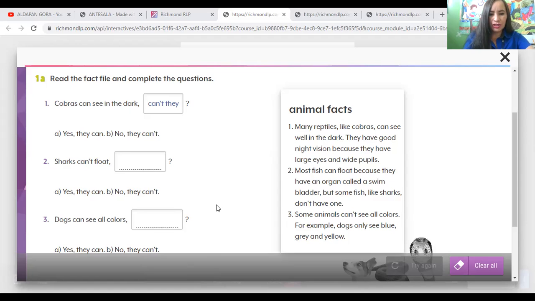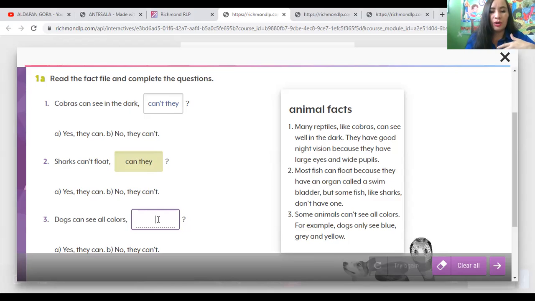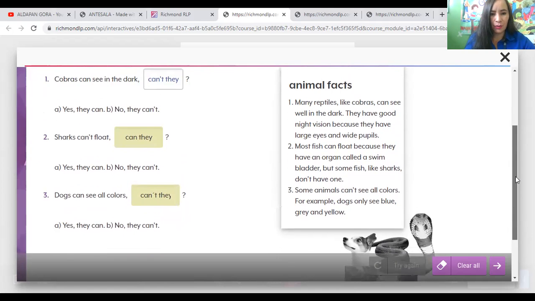Well, we're going to continue with this. Number 2. Sharks can float. What is the tag question? Sophie? Can they? Can they? Very good. Can they in this case? Number 3. Dogs can see all colors. Can't they? Very good. Then we have, these are the tag questions.